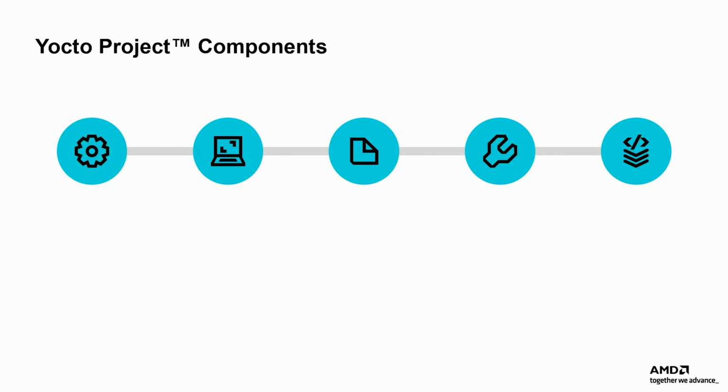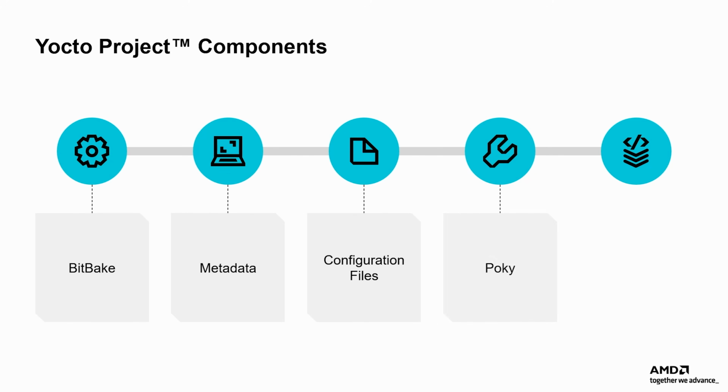Learning Yocto project can be overwhelming for beginners due to its numerous technical terms. Understanding some fundamental terms is crucial, as they are referenced repeatedly in the development flow. Yocto project development consists of several key components: Bitbake, metadata, configuration files, Pokey, and layers. The Yocto project reference manual offers an extensive list of terms and definitions, but in this video, we'll focus on the ones most essential for getting started.